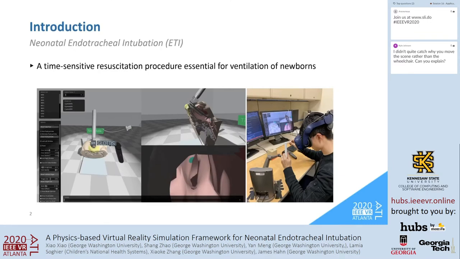Neonatal endotracheal intubation is a time-sensitive resuscitation procedure essential for ventilation of newborns. It requires an unusually high level of skills due to the narrow airways, relatively large tongue, anterior glottic position, and no respiratory reserve of neonates. The procedure can be briefly summarized as using a laryngoscope to manipulate the tongue and the epiglottis to get a clear view of the vocal cords, and then insert a tube into the trachea.